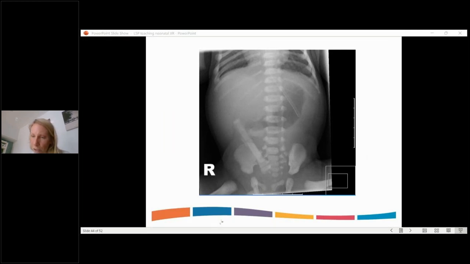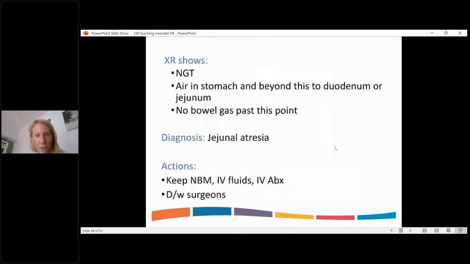So we've got votes for duodenal atresia, no air in the rectum, and stomach bubble unusual. Yeah, well done, guys. So most importantly, no air in the rectum, which is concerning for a baby who's day four and hasn't opened their bowels. And we've definitely got a lack of bowel gas after a certain point. So we've definitely got stomach, probably duodenum, and then whether or not there is any part of the jejunum or not. So yeah, you're right. There is no bowel gas past a certain point.